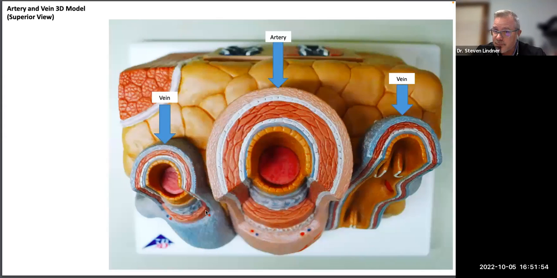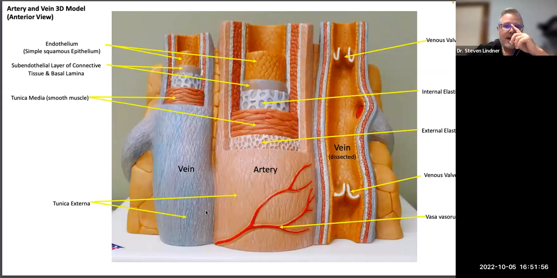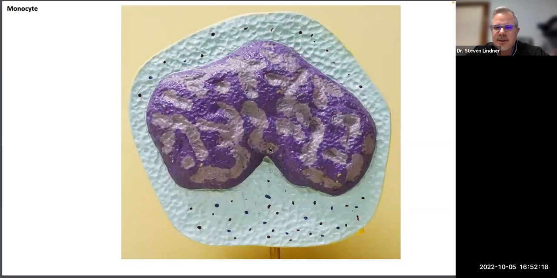Now blood travels through blood vessels. So let's take a look at this model. This model is the blood vessel model, okay? Right in the center, you'll see that we have red, and then we have blue. The red one is the artery, the blue one is the vein, and off to the right is just the vein cross-section, so we could see some of the layers. Now, let's get back here.